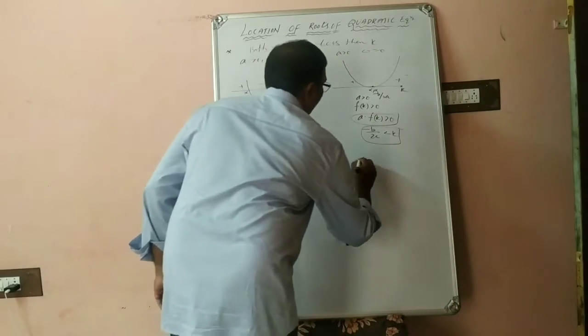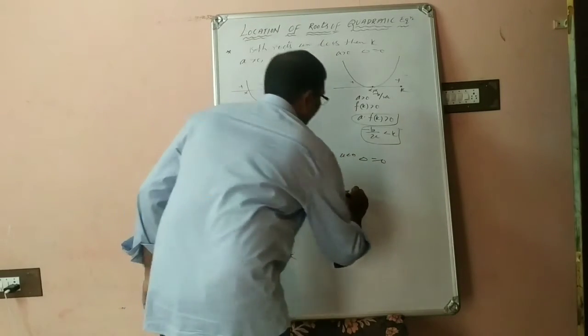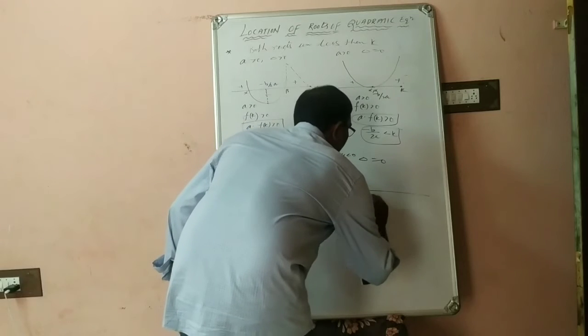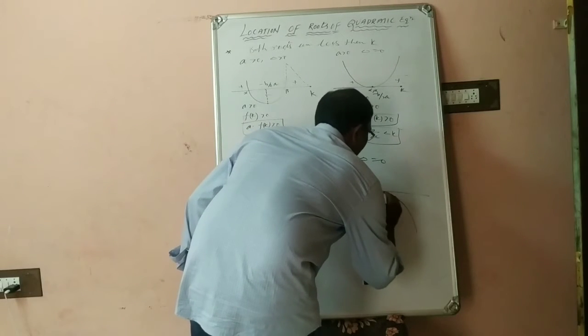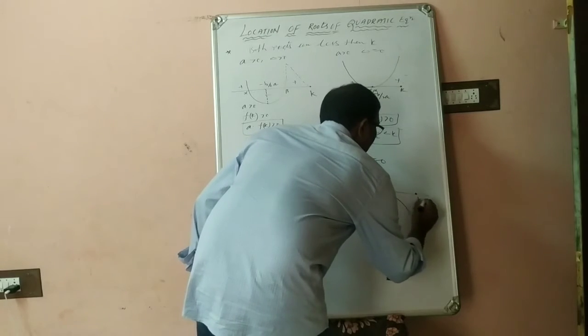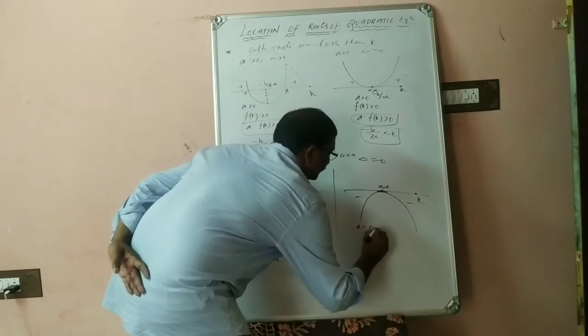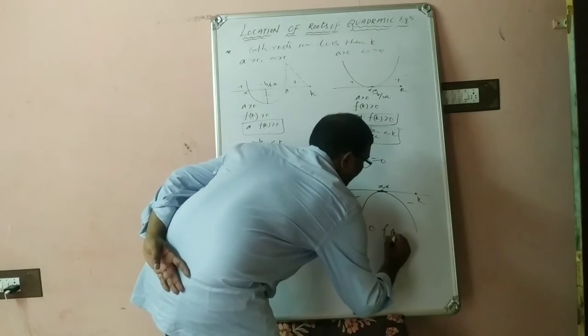Coming to delta is equal to 0, in the same a less than 0. Again you will get a downward parabola, but this downward parabola will touch the x-axis at the same point, alpha comma alpha. This is k. This is minus and this is minus. So a is negative and f of k is negative.